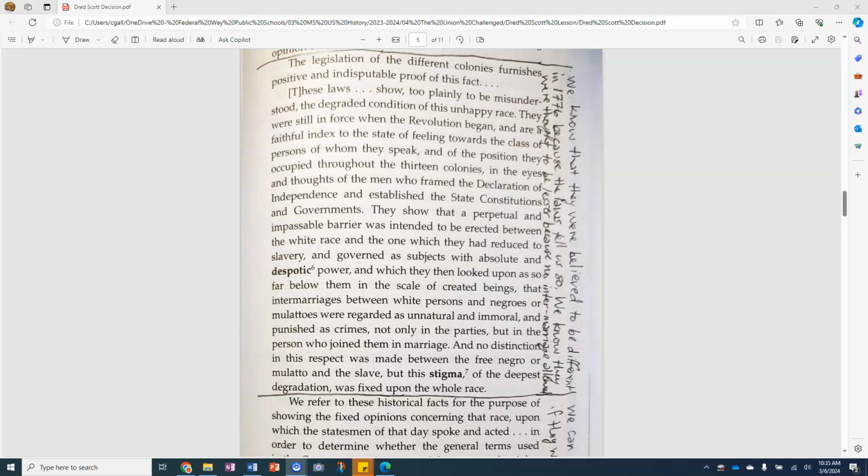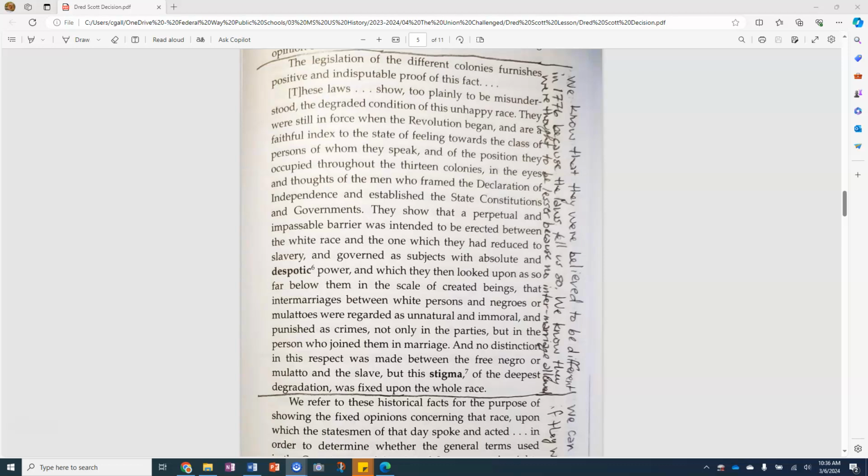So now he's getting into, again, this is how we know the feeling toward the class of persons of whom they speak, and of the position that they occupied in the colonies, in the eyes and thoughts of the men who framed the Declaration of Independence and established the state constitutions and governments. It's a fancy way of saying the Founding Fathers. He says these laws show us very clearly how the Founding Fathers thought about slavery, and their thoughts are the ones that we need to defer to here.